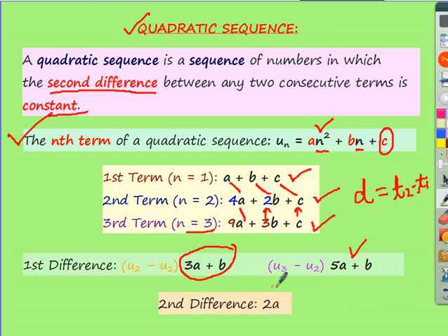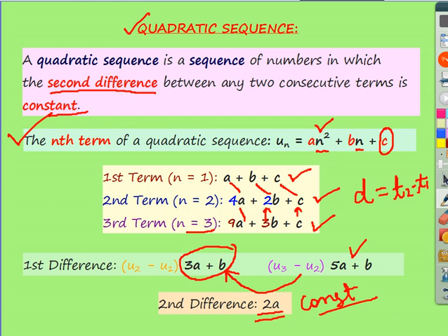So the second difference means 5a plus b minus 3a plus b. So 5a minus 3a is 2a, and b minus b is 0, so this is your second difference. So you have to understand first difference and second difference. So the second difference is constant, which will always be 2a.